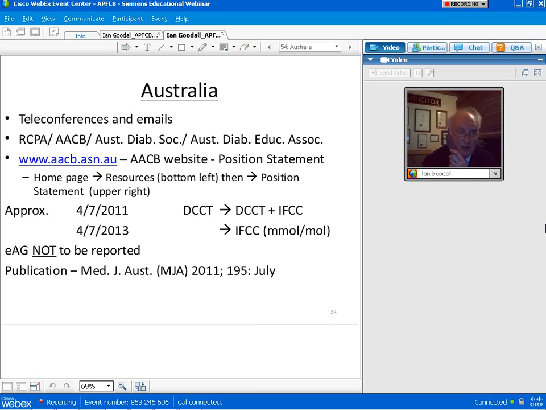From the 4th of July next week, there's a publication in the Medical Journal of Australia, Volume 195, that will announce the changes from the 4th of the 7th, from the single units to the dual units, and then from the 4th of the 7th, 2013, to the full IFCC. And again, EAG is not to be reported.